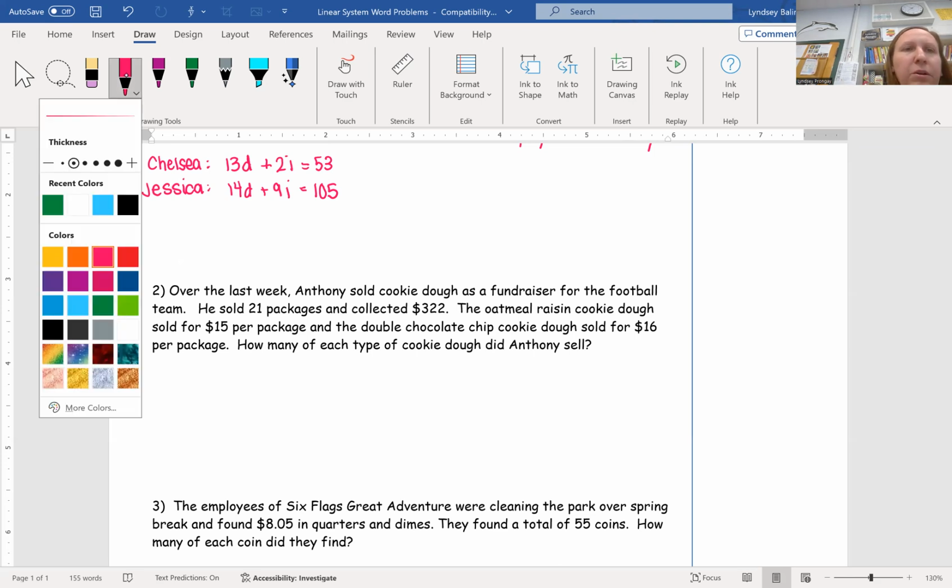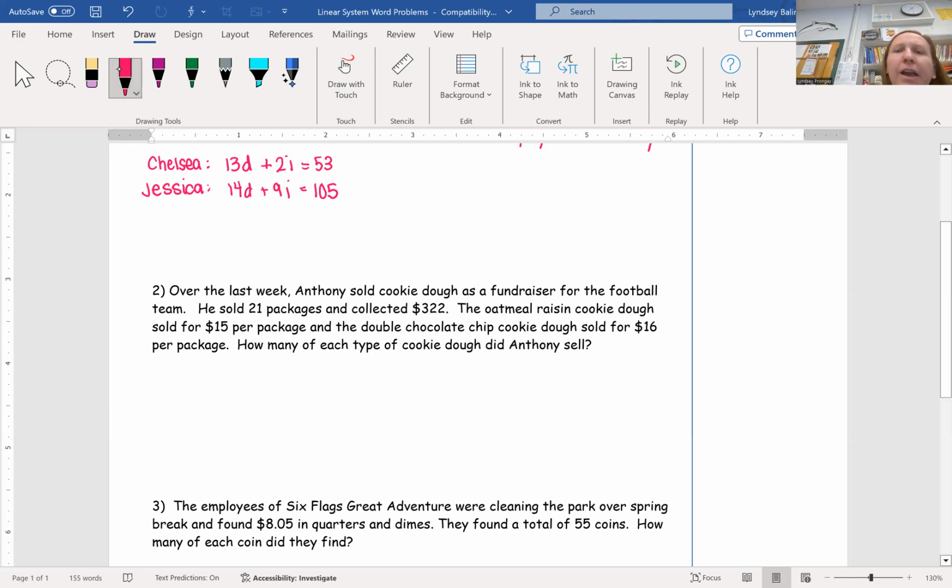So just like before, I'm going to say what my variables are, what they're representing. I have oatmeal raisin. I'm not going to use O for oatmeal raisin. That looks too much like a 0. So I'm going to say, let R equal the oatmeal raisin. And what about it? It says how many of each type. So unlike the last one, which was cost, I'm going to say R is the amount of oatmeal raisin. And then for chocolate chip, I'll say C equals the amount of chocolate chip sold. Okay, so now let's see what equations we can come up with.